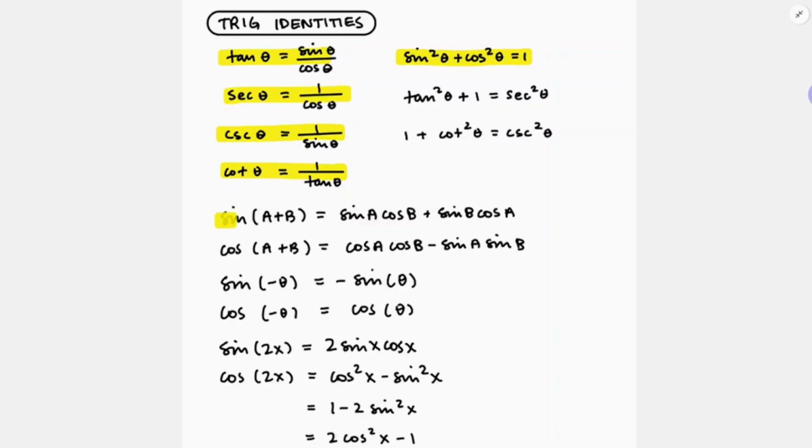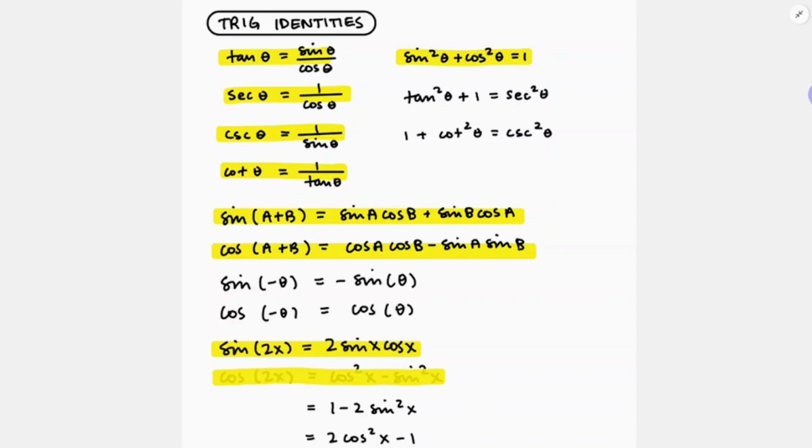We need to know our angle addition formulas. That's a must. We need to know our angle addition formula for cosine. And we need to know our double angle formulas. These are the ones I know.